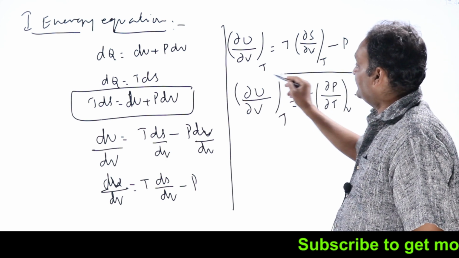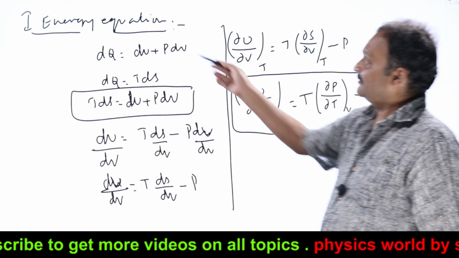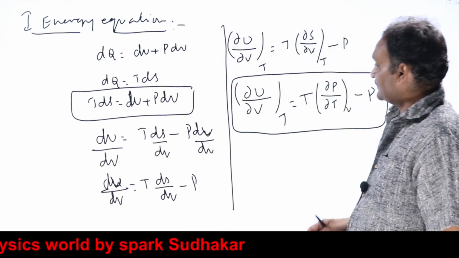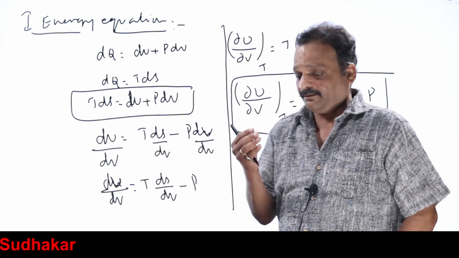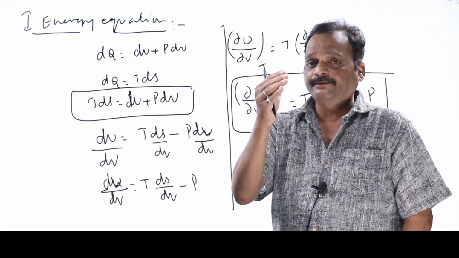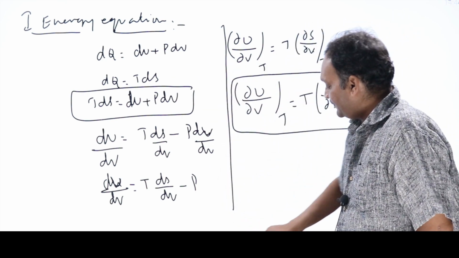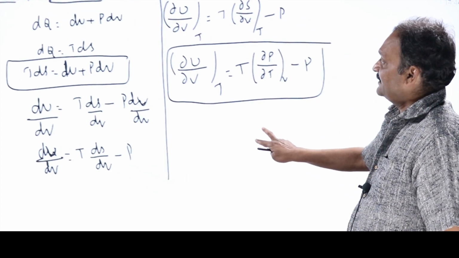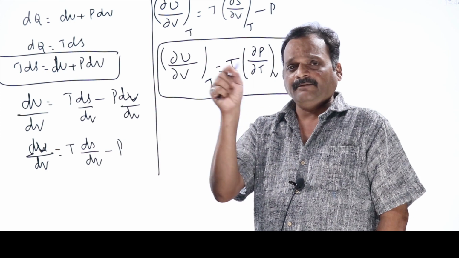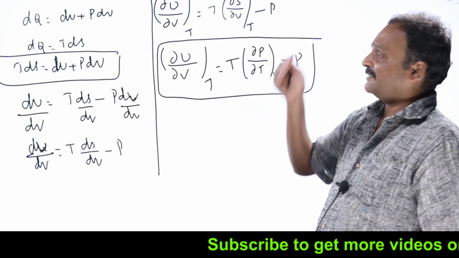This equation is known as the first energy equation. What is its significance? I can find out how the internal energy of gases varies with volume when temperature is constant. An example is what happens for an ideal gas. We already saw in the beginning that dou u by dou v at constant temperature is equal to 0. Now I'm going to derive that mathematically using Maxwell's equations and this first energy equation.